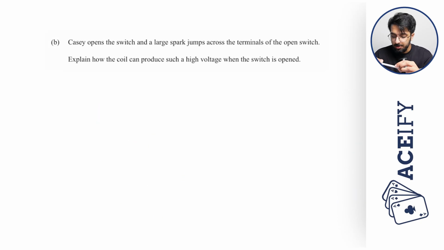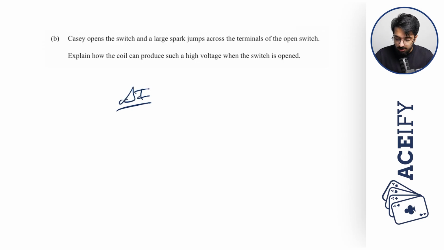There we go. KC opens the switch and a large spark jumps across the terminals of the open switch. Explain how the coil can produce such a high voltage when the switch is open. So when the switch is open, the current drops to 0 immediately, so there is a high rate of change of current, okay? So this value is extremely high, alright?